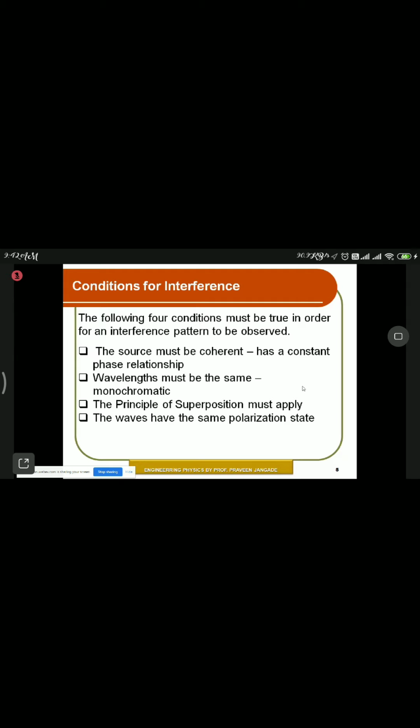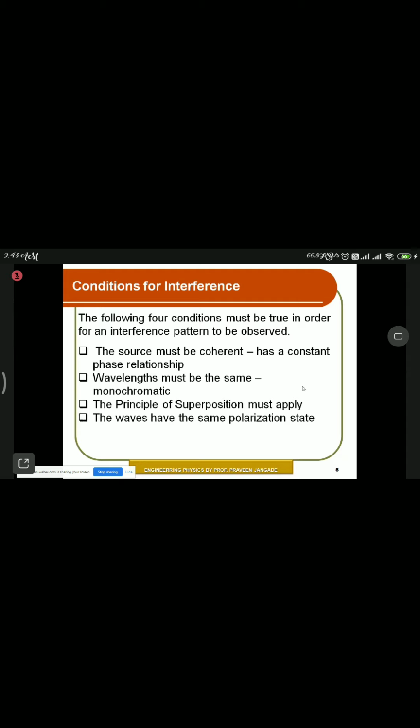The conditions are, first, the sources must be coherent. This is a mandatory condition to get interference. The two light sources should be coherent. Coherent means they should have the same amplitude and a constant phase relationship, which means either it can be zero or it can be a constant phase. Then, and only then, can we say that the two light waves are coherent. It is the mandatory condition for satisfying interference.